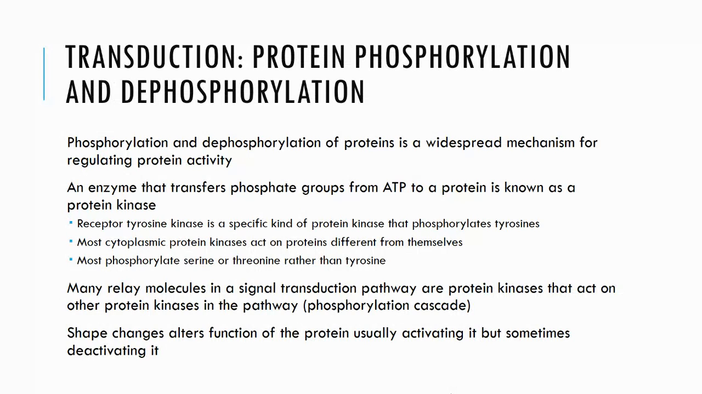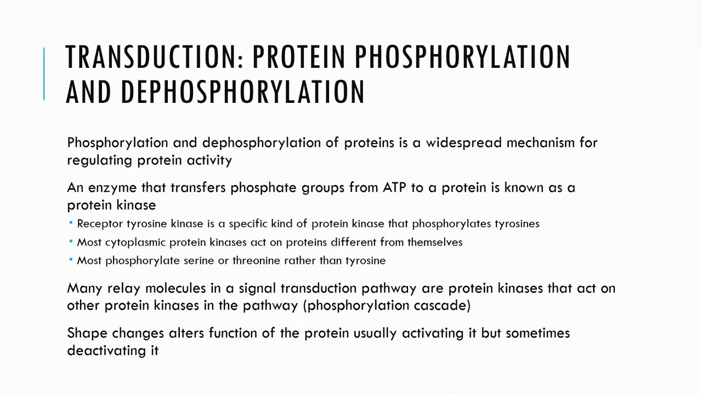Let's look at protein phosphorylation and dephosphorylation. Phosphorylation and dephosphorylation of proteins is a widespread mechanism for regulating protein activity. An enzyme that transfers phosphate groups from ATP to a protein is known as a protein kinase. The receptor tyrosine kinase is a specific kind of protein kinase that phosphorylates tyrosines, which is an amino acid.